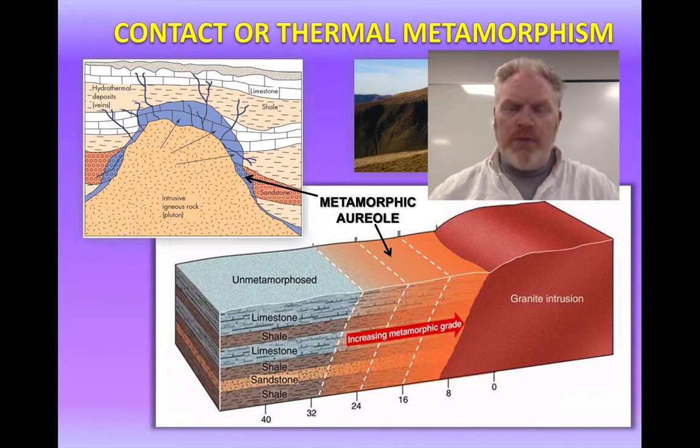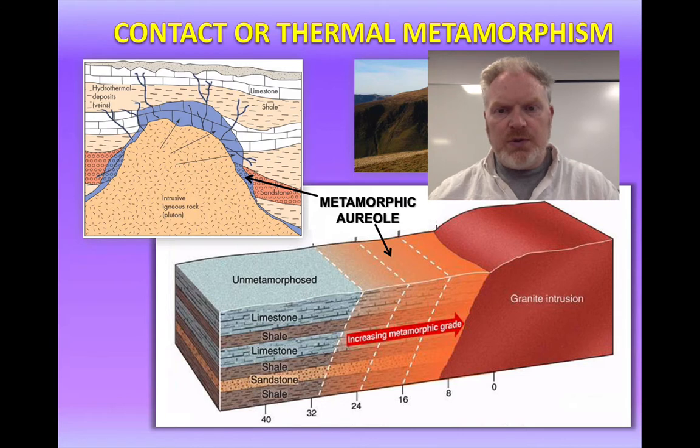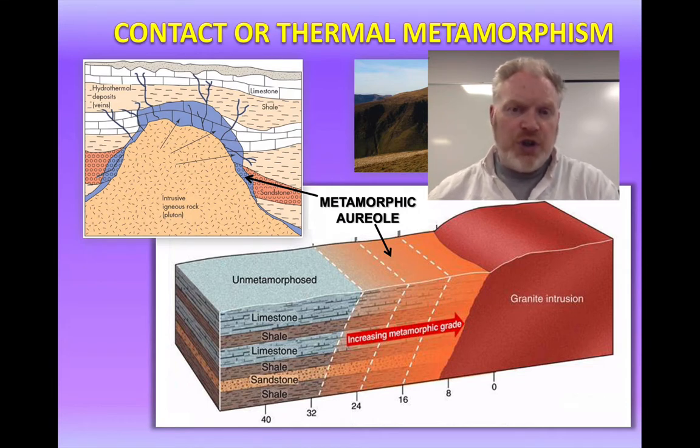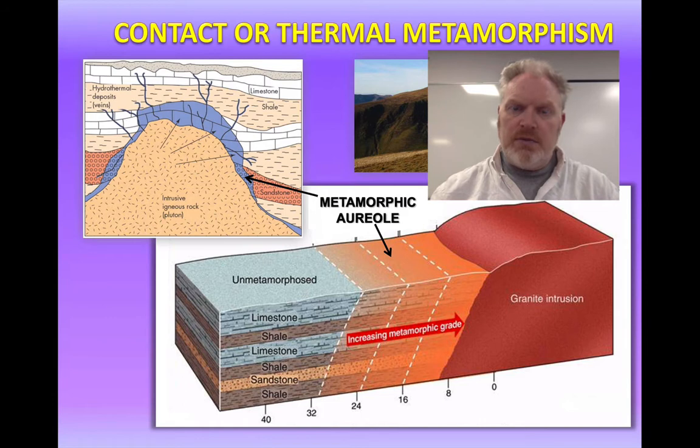This zone of metamorphism around a pluton we call a metamorphic aureole. We're going to talk more about aureoles in a subsequent lesson. But we've got these two types of metamorphism. Regional, where pressure and temperature are the big agents of metamorphism. And we've got contact, or thermal metamorphism, where it's heat that's the agent of metamorphism. And we don't have the rocks under pressure.